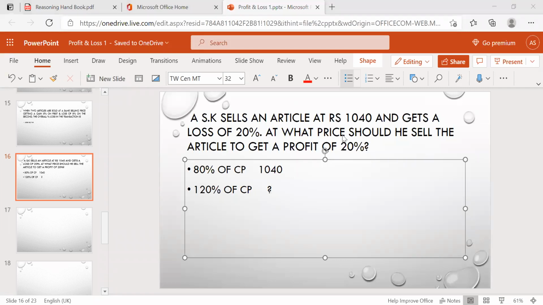Now, what's the answer for this? No need to find out the CP here. We don't want CP actually. Here we know 80% of CP. The one important note I said: whenever you solve profit and loss by the percentage method, you have to assume CP is 100%. Cost price is nothing but 100%. Now, we don't want 100%. Directly you can find 120%. Why? They are asking at what price should he sell to get a profit of 20%. That's it. Just do the cross multiplication here.